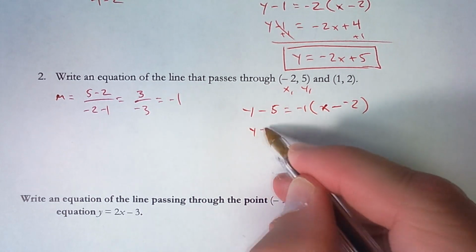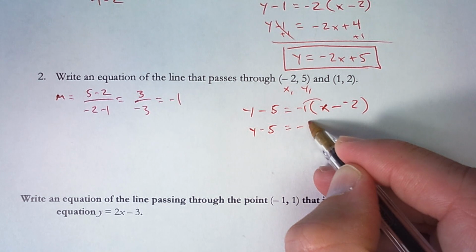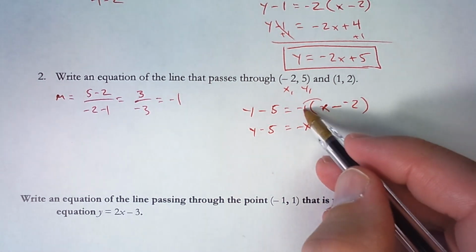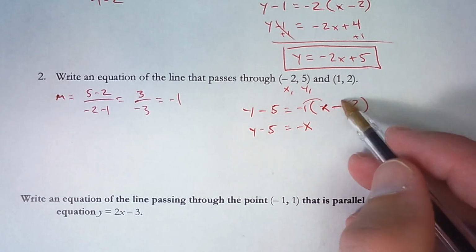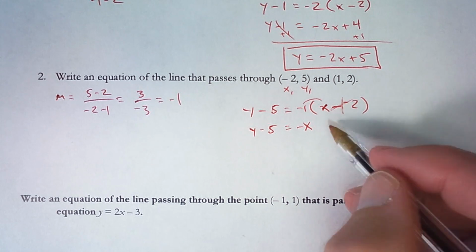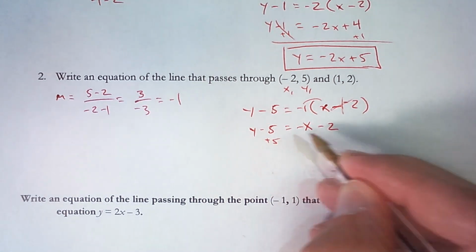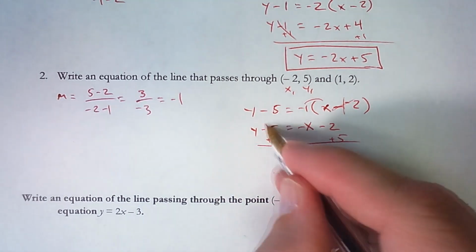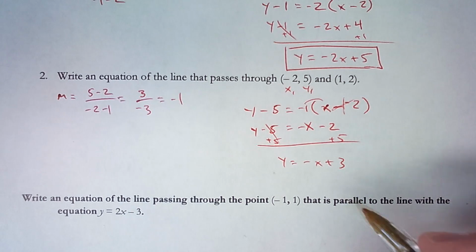Okay, so I've got y minus 5 equals negative 1x, or negative x. And then I've got negative 1 times minus negative 2. Remember, minus negative is plus. So it's really negative 1 times 2, which is negative 2. And then I can add 5. Y equals negative x plus 3.